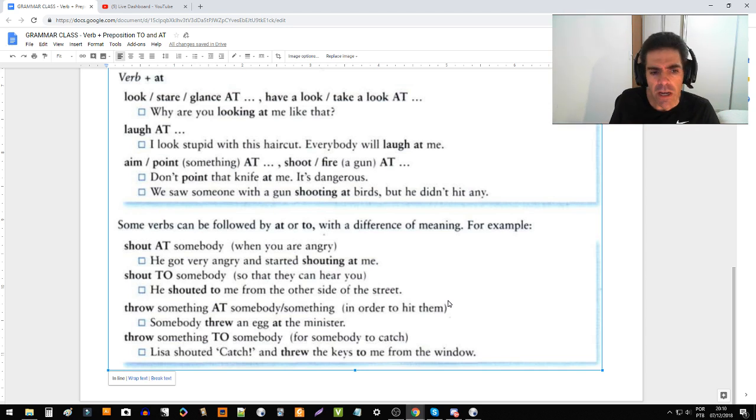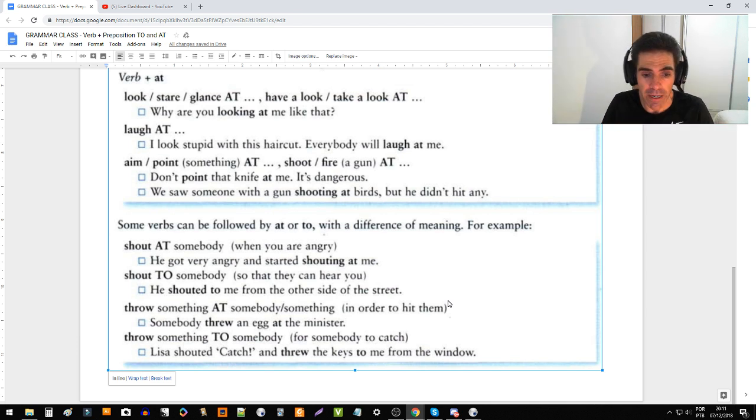For example, shout at somebody. When you're angry, you say, he got very angry and he started shouting at me. He is there, and he is shouting at me. So he got very angry and started shouting at me. So he's very angry with me.